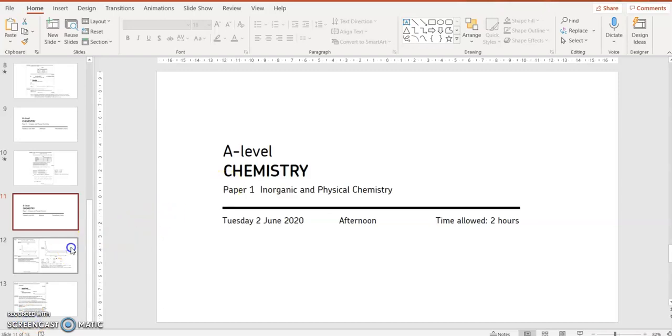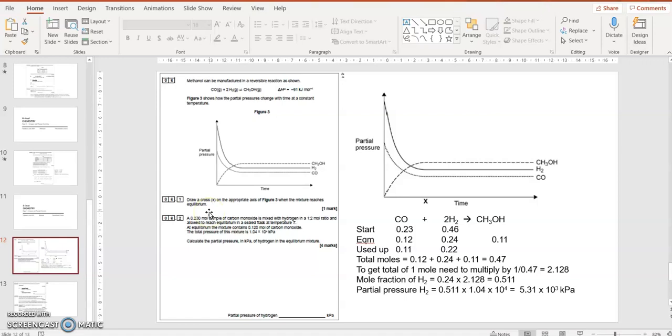Paper 1, June 2020. So we've got a graph here, and if we look, all of the concentrations, partial pressures, amounts of each of the gases seem to level off. That's when equilibrium is reached. So it's asked you to draw on an appropriate axis when the mixture reaches equilibrium. Well, "when" implies time. So at what time do they reach equilibrium? Well, that's when the concentrations no longer change. So you draw a line down from when all of the graphs flatten off, and you mark that off as x on the x-axis.